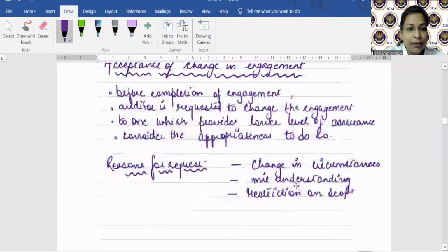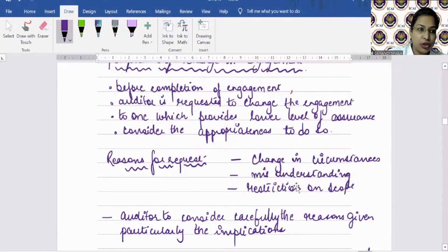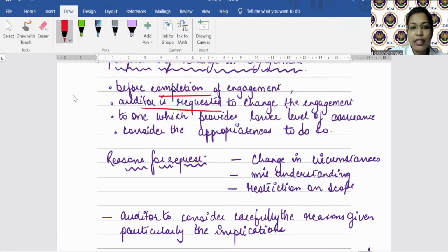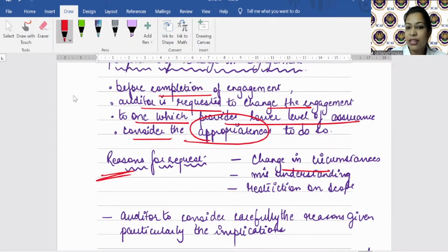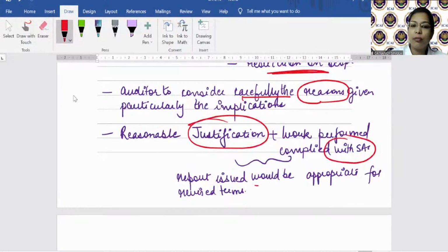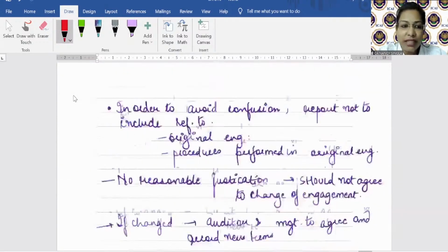So at the acceptance we have seen that if before completion of engagement the auditor is requested to change the engagement to one which provides a lower level of assurance, consider the appropriateness कि वो appropriate है या नहीं. What can be the reasons? Circumstances change हो गए, कुछ misunderstanding थी या restriction on scope है. Auditor to carefully consider the reasons. So justification है, and अगर आप SA के according फिर भी perform कर पा रहे हो, then you need to consider to issue the report on the revised terms.